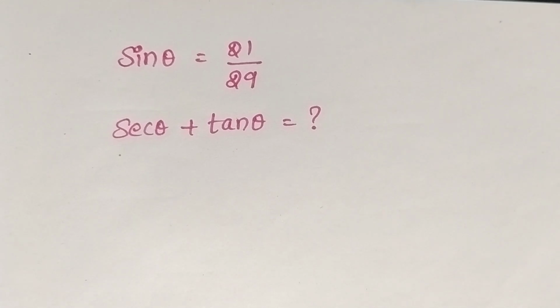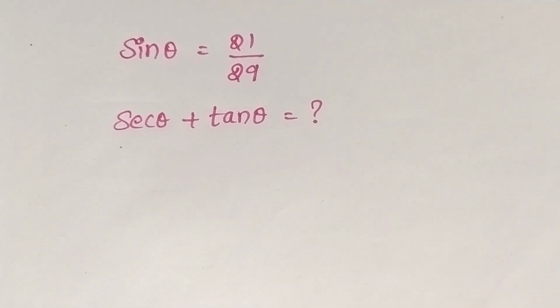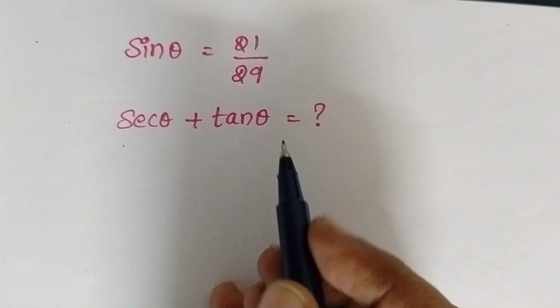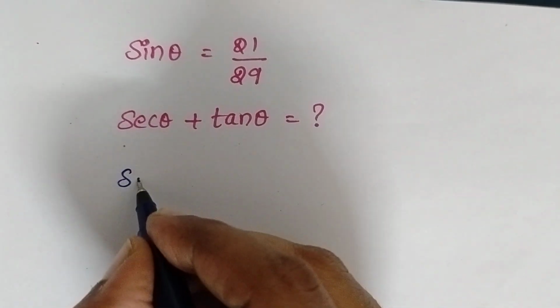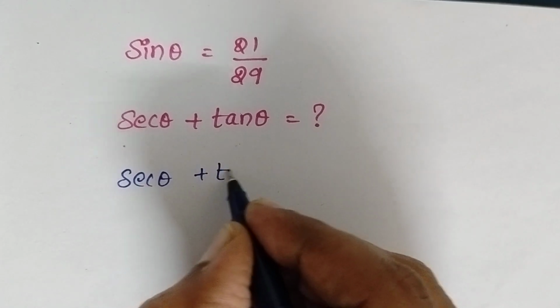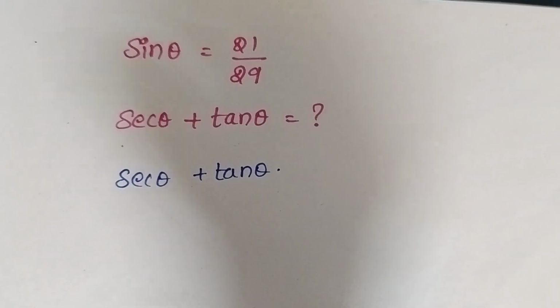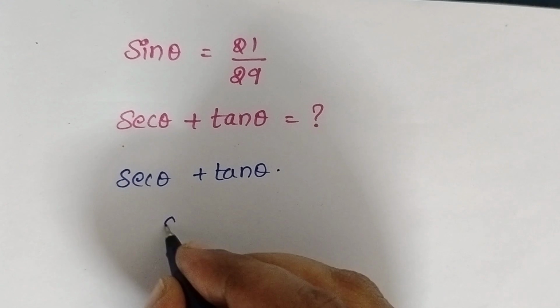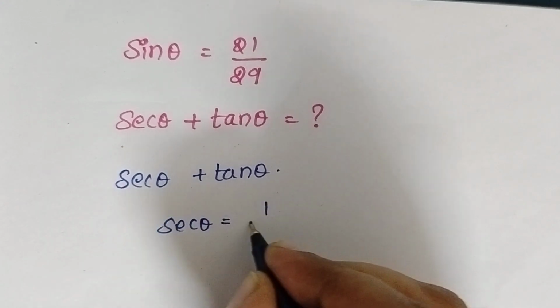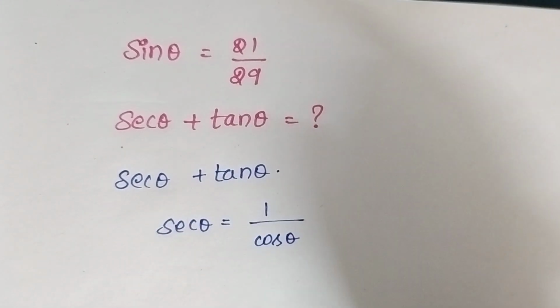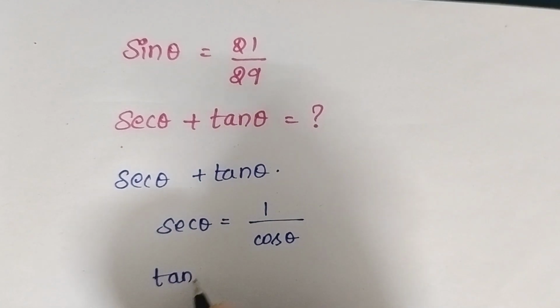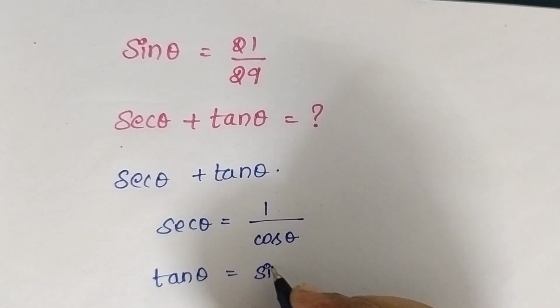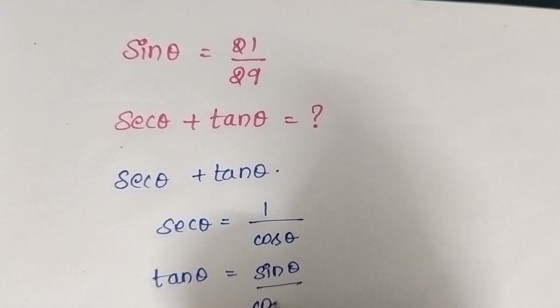Guys, in today's class, I am going to find the value of secant theta plus tan theta in trigonometry. For solving this, first I am going to take these two terms, that is secant theta plus tan theta. We know that secant theta can be written as 1 divided by cos theta. Similarly, tan theta can be written as sin theta divided by cos theta.